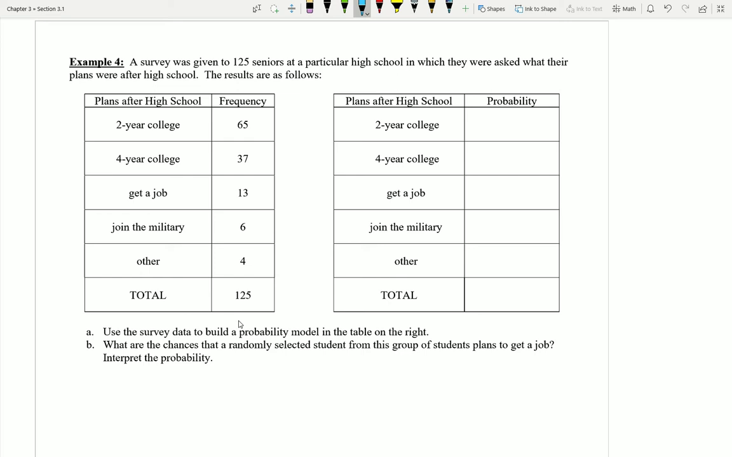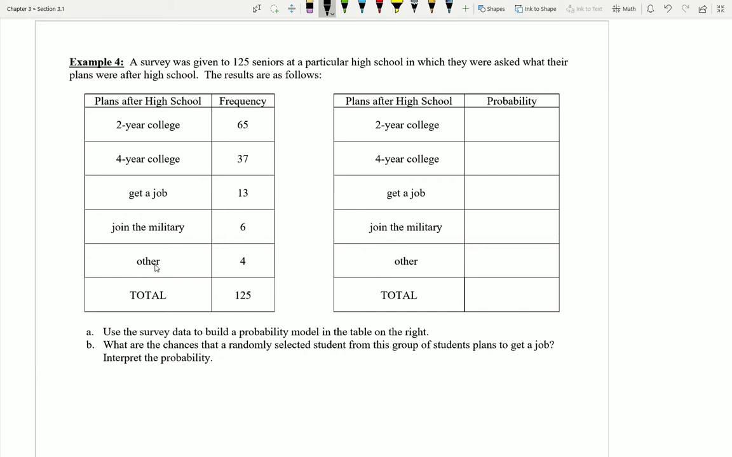To end this section, let's take a look at example number 4. A survey here was given to 125 seniors at a particular high school, and they were asked what their plans were after high school. So the results were as follows. We can see here that some people said they were going to plan to go to a 2-year college, some to a 4-year, some were just going to go start working right away. Others planned to join the military, and there were a few other people that were going to do something else.